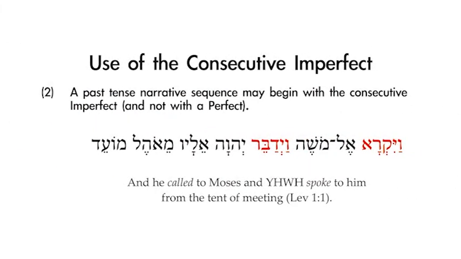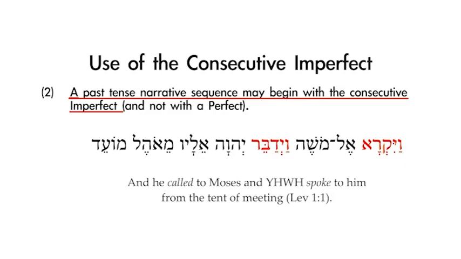In addition to the regular past tense narrative sequence that we just observed, we also understand that a past tense narrative sequence may begin with a consecutive imperfect and not a perfect. That is, you don't always need a perfect verb to start the sequence. You can begin these sequences with simply the imperfect verb prefixed with waw consecutive. So let's look at our next example.